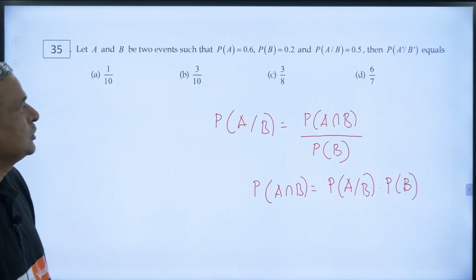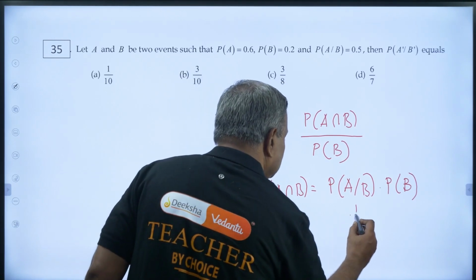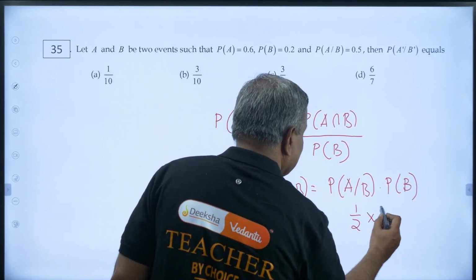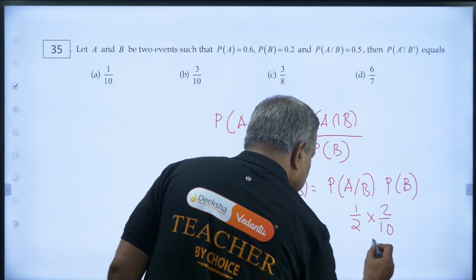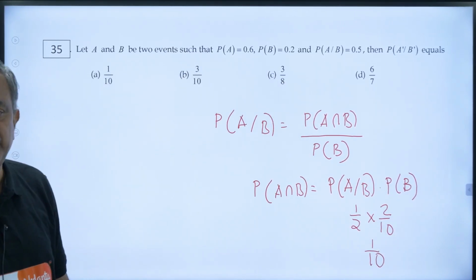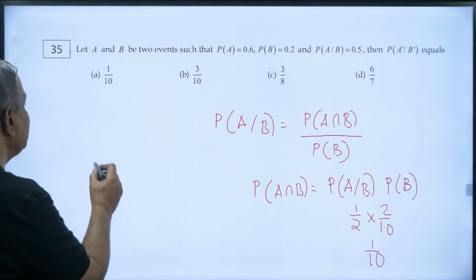Clear? So we know P of A by B is also known. What is this one? Half. And P of B is given as 2 by 10. So this will give you 1 by 10. I'll do it a little slowly. P of A intersection B, correct? 1 by 10 we got it. But what do we require?